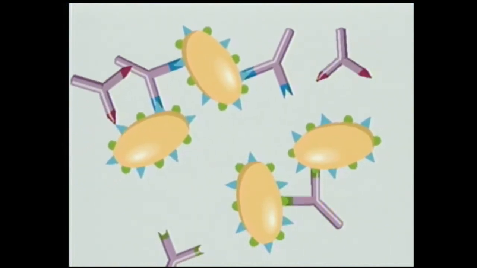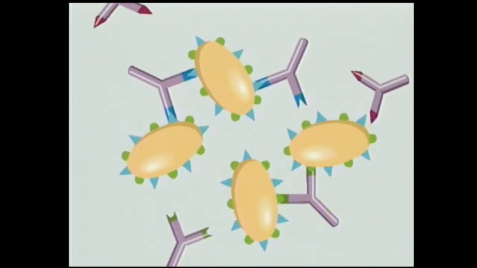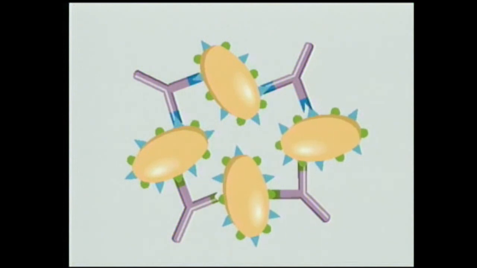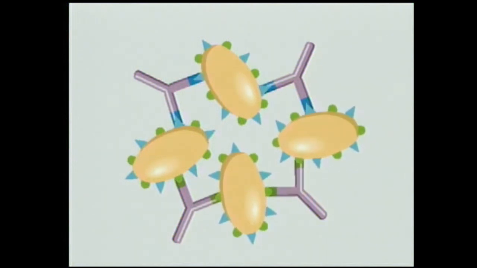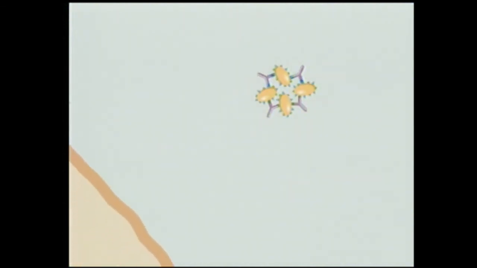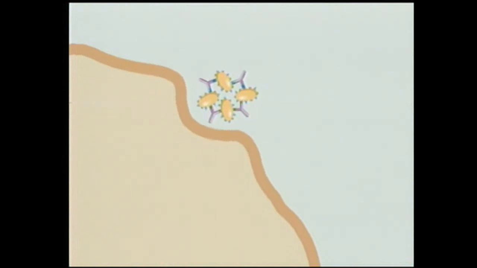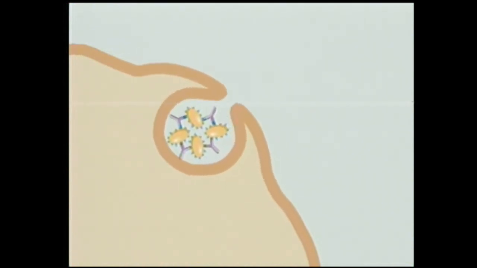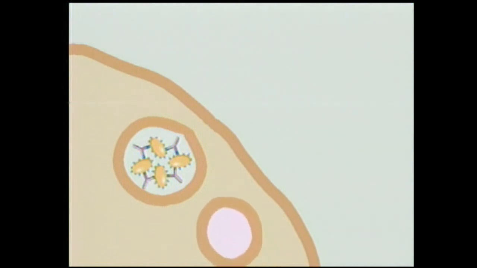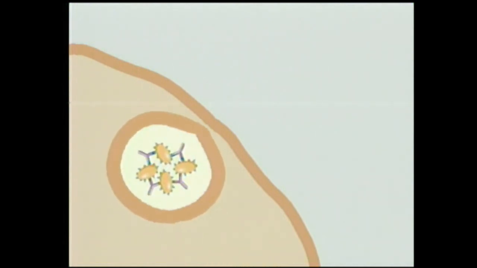Because each antibody has two binding sites, clumps of antigens and antibodies can begin to form. Clumped antigens are not active, and the pathogens are not able to infect other cells. Macrophages recognize these clumps of pathogens and engulf them. The pathogens are then destroyed within the macrophage.